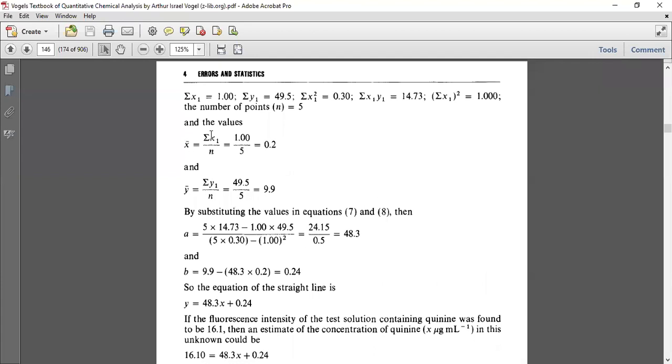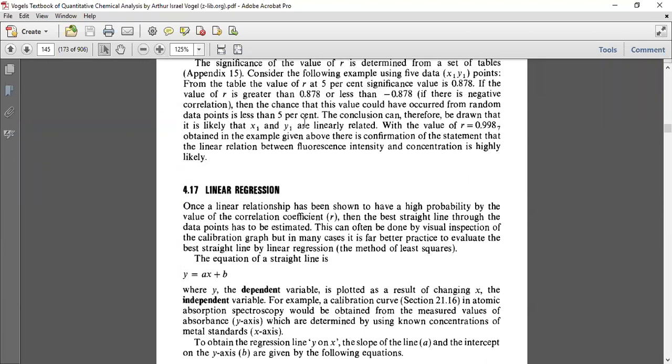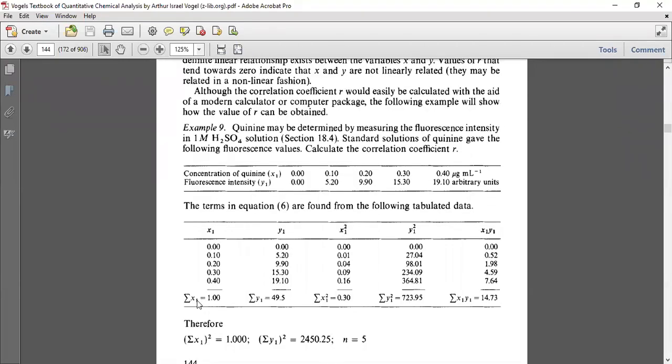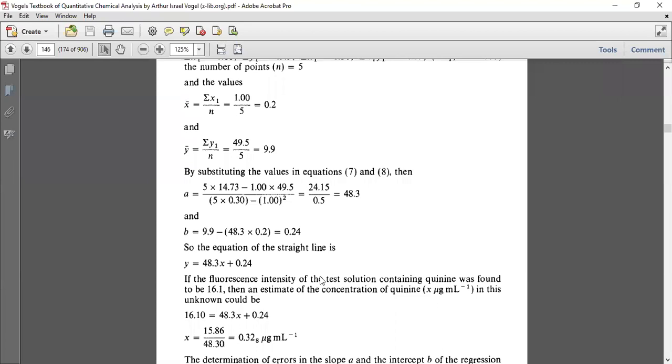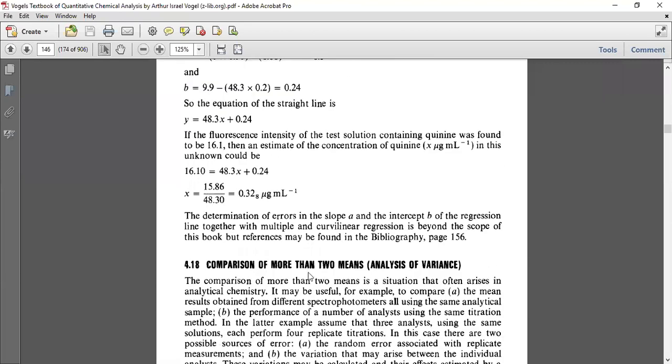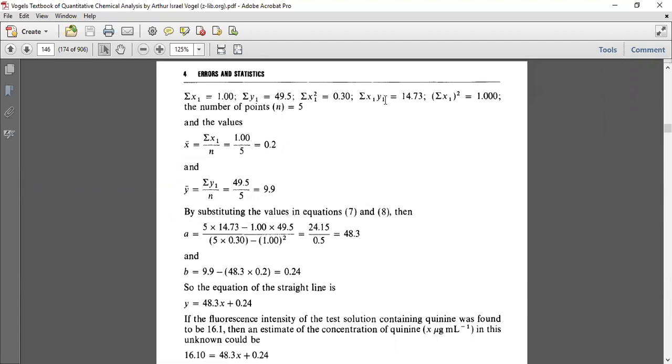Then we have done this exercise. Summation of x1, summation of y1, the same data we have written over here in the table we made: summation of x1, summation of y1, summation of x1 square. Additional points they have taken are x bar and y bar. What is x bar? That is summation of x1 divided by n. So summation of x1 is 1, with 5 observation points, so it is equal to 0.2. y bar is summation of y1 divided by n, which is equal to 9.9.